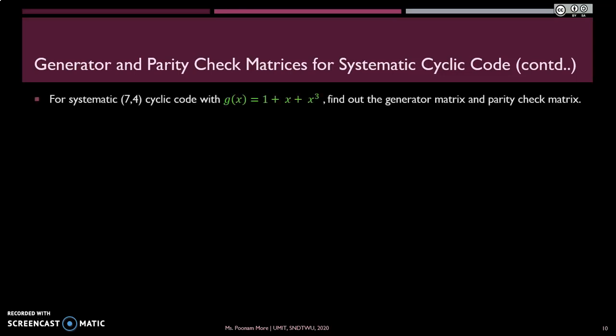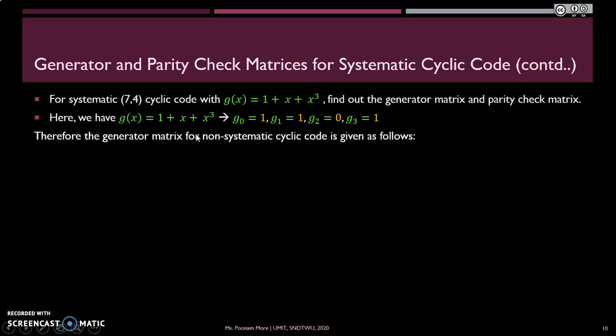Here we have a systematic (7,4) cyclic code with the generator polynomial 1 plus x plus x cube, and we are supposed to find out a systematic generator matrix and the parity check matrix for the given systematic cyclic code. Here the values of G0, G1, G2 and G3 are taken by considering the coefficients of the respective terms. The coefficient of 1 is equal to 1 and therefore the value of G0 is 1. The coefficient of the x term is equal to 1 as it is present in the equation. Therefore the value of G1 is 1.